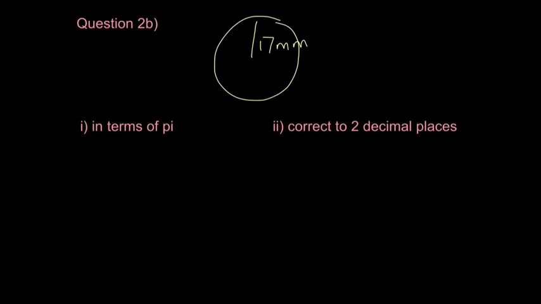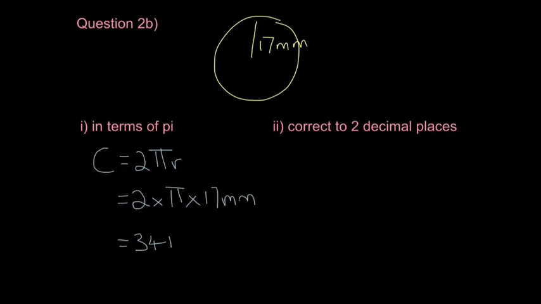Okay, let's do part 1 first. Let's get it in terms of pi. I will start by writing out my formula. Because we're working with a radius, our formula is circumference equals 2 times pi times the radius. So it's 2 times pi times 17 millimeters. 2 times 17 is 34, so it's 34 pi millimeters. And that's our solution for that one.